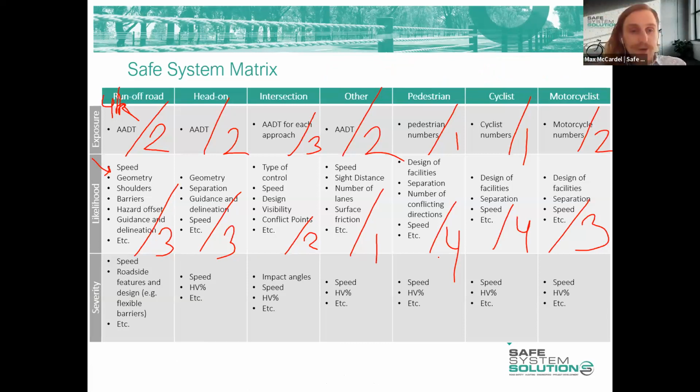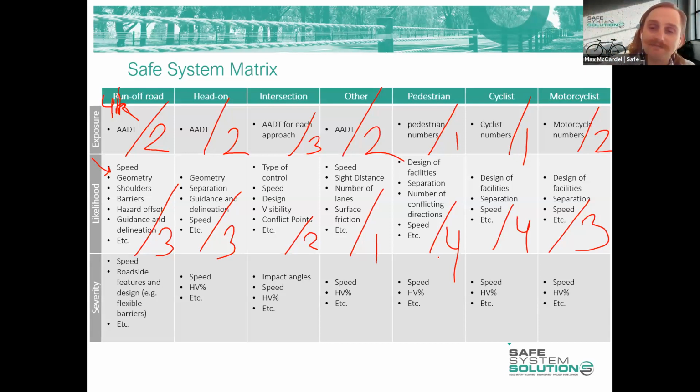So we've done exposure now, we've done likelihood. Now it's time for severity. We have that same kind of philosophy that we've been doing so far. We consider each of these crash types and what would increase or decrease the severity of that crash. So you basically put yourself in the frame of mind that a runoff road crash is occurring within this environment. What are the things that will increase or decrease the severity of that crash outcome?